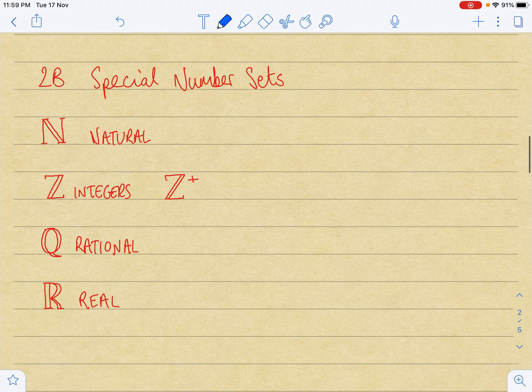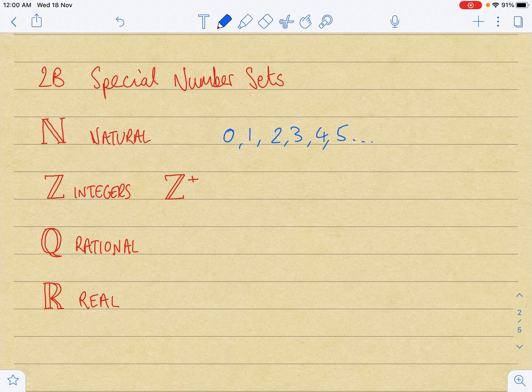All right, on to special number sets. Now, this was something that you do need to recognise, this notation. Natural numbers, that's like the counting numbers. So 0, 1, 2, 3, 4, 5, etc., etc. Counting numbers. If you can count the physical objects, so it's basically not negatives.